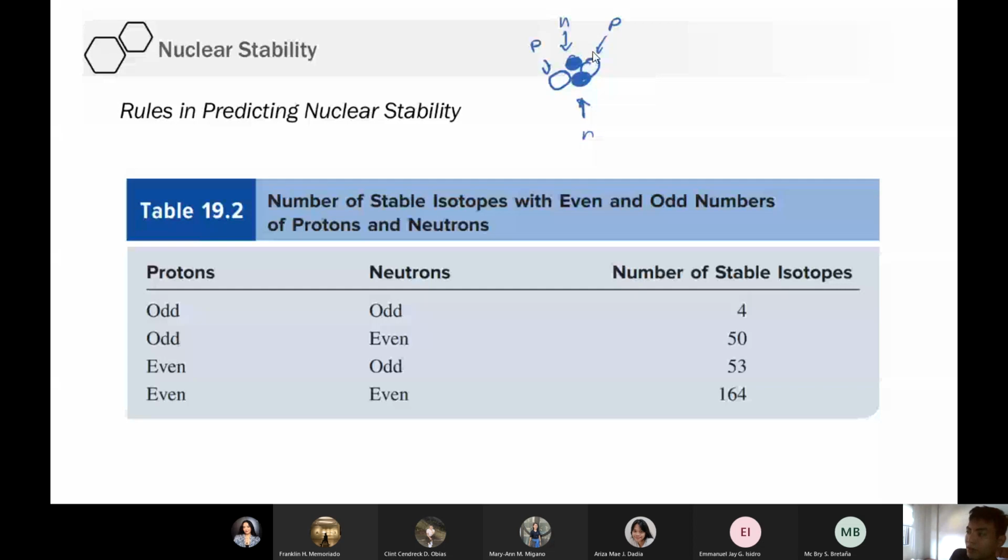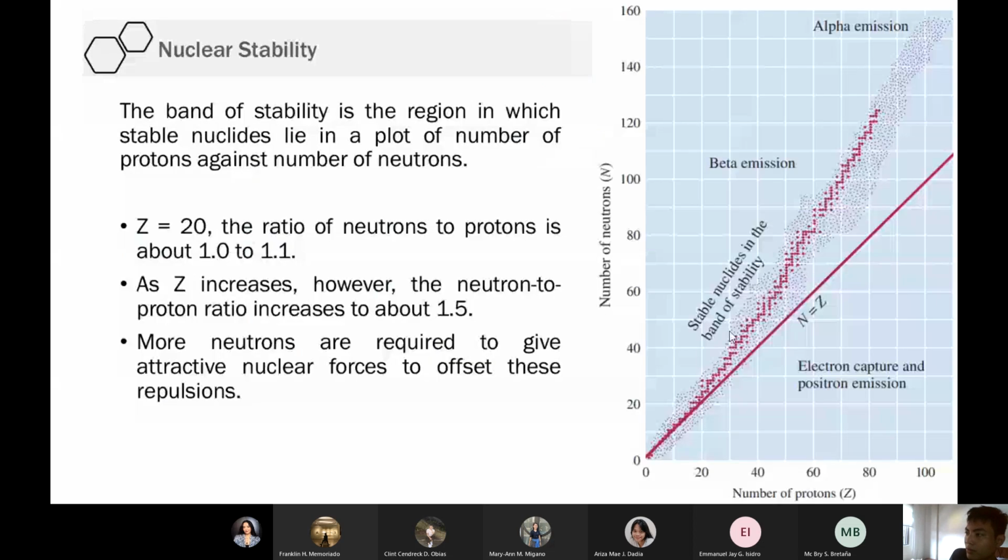Okay? However, as you can see, if your element becomes bigger, kapag lumalaki na siya ng lumalaki, the band of stability deviates from the 1 to 1 ratio. Ito yung 1 to 1 ratio, yung red line. Yung band of stability, yung dots. No? As you can see, it starts to deviate from the 1 to 1 ratio.